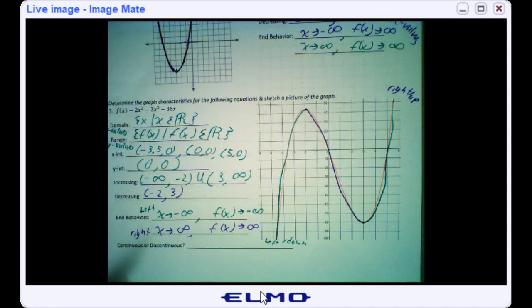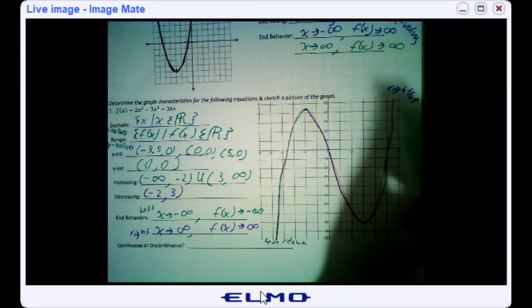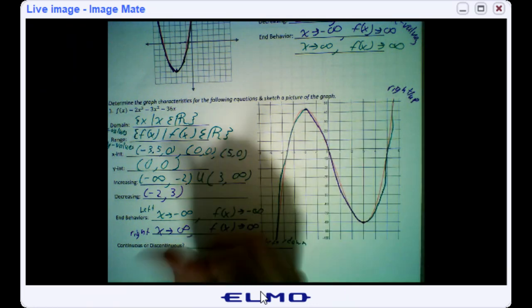And then it asks me, is this continuous or discontinuous? As I follow my graph, I never have to pick up my pen or pencil. There's no asymptotes, gaps, holes, so it's going to be continuous.